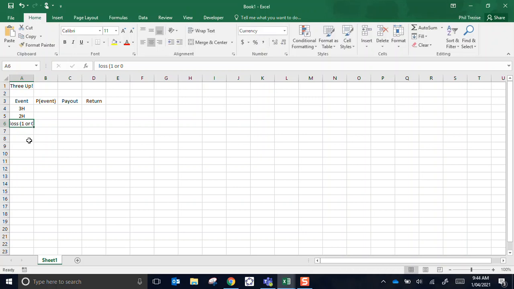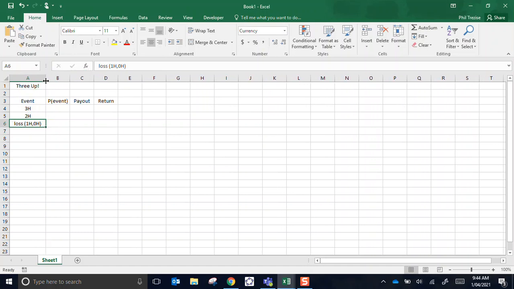Let's just type that a bit better so that it fits neatly. 1 head, 0 heads. I'll just make that column a bit wider so it fits nicely.